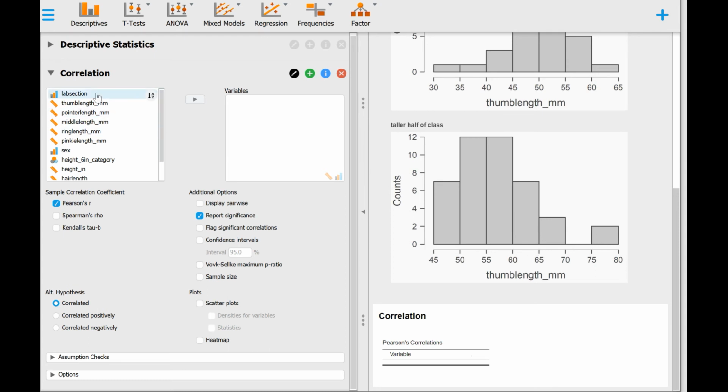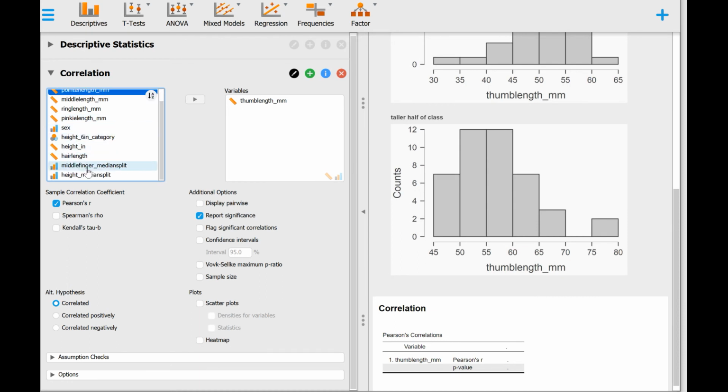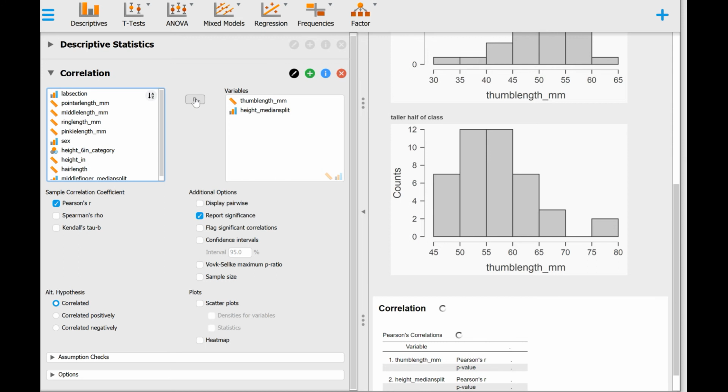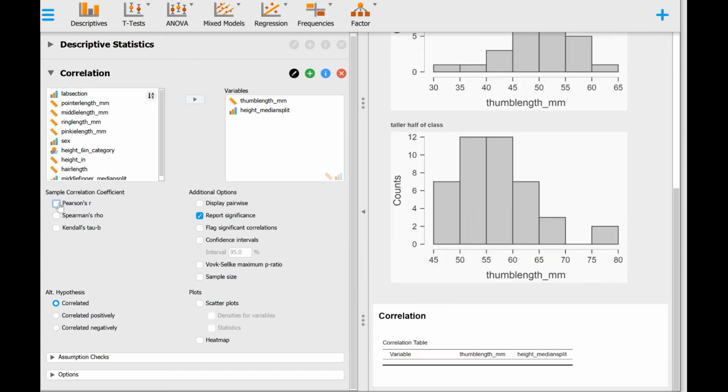In this case, we want to make a scatter plot of our two variables, one of which is thumb length and one of which is height median split. Those are the two variables we're interested in. Now, what it's running here is what's called a correlation. I'm just going to turn that off because we're not quite there yet. But it's coming soon.